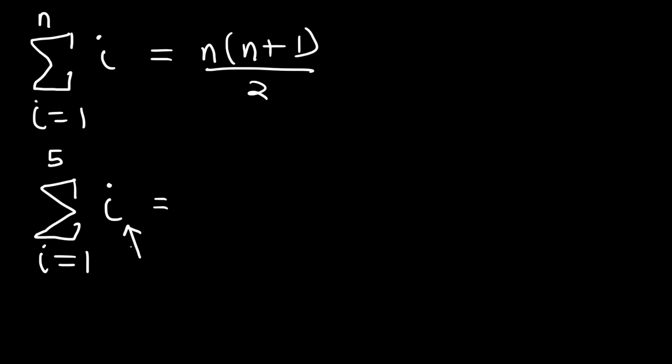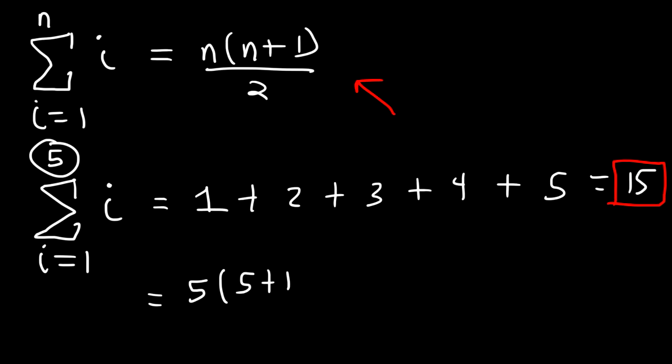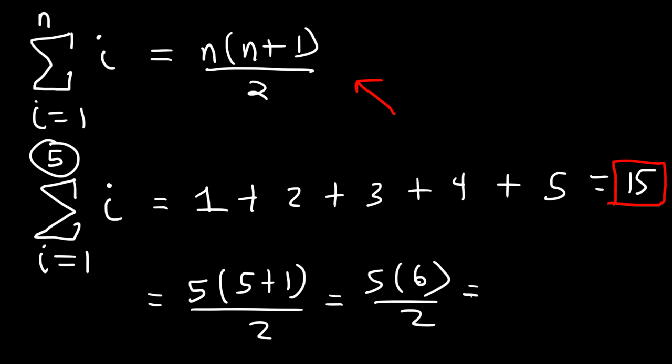When you replace i with 1, you get 1. If you replace it with 2, it's going to be 2. And we're dealing with sums, so we have to add everything up to 5. 1 plus 2 is 3, 3 plus 3 is 6, 6 plus 4 is 10, 10 plus 5 is 15. Now let's confirm that answer using the formula above. n is this top number, 5. So it's going to be 5 times 5 plus 1, divided by 2. 5 plus 1 is 6, 6 divided by 2 is 3, and 5 times 3 is 15. As you can see, this gives you the same answer.